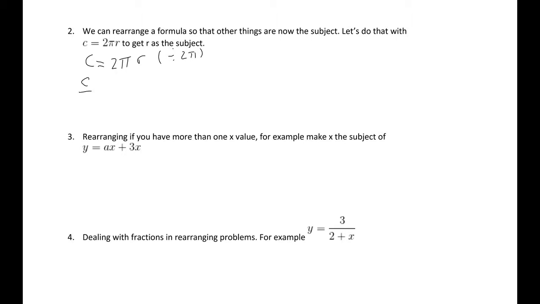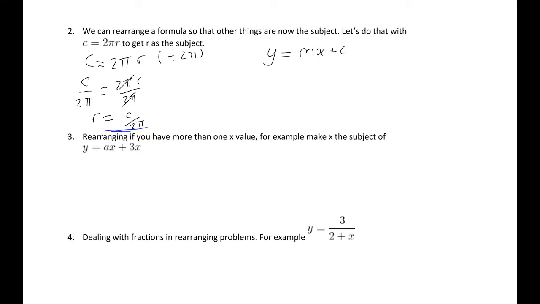This side, we get c divided by 2 pi. This side, we have 2 pi on top, 2 pi on bottom, they cancel, and so r equals c over 2 pi. Now this is the fundamental of what we're going to do. Every time, in order to get r, we're going to do the opposite. So, slightly more complicated one, y equals mx plus c.